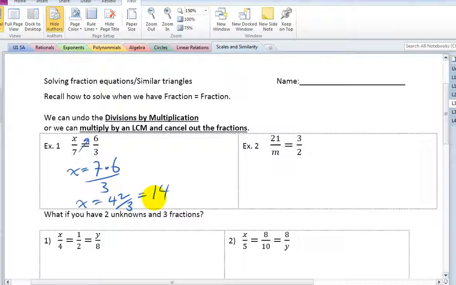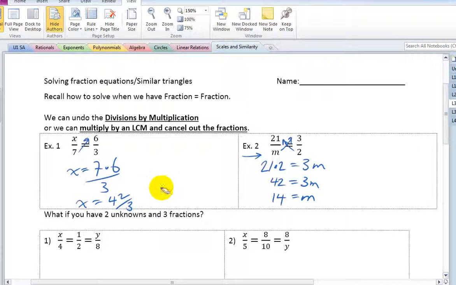X equals 14. Okay, next one. Full cross multiplication is necessary because m is on the bottom. So we have to do the opposite of dividing, multiply on the other side. 21 times 2 equals 3 times m. 42 equals 3m. So then m will be 42 divided by 3, exact same value.